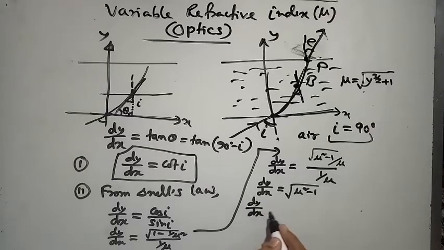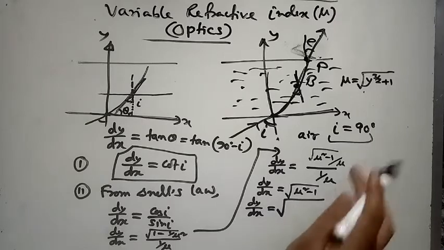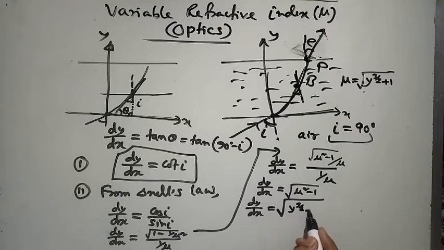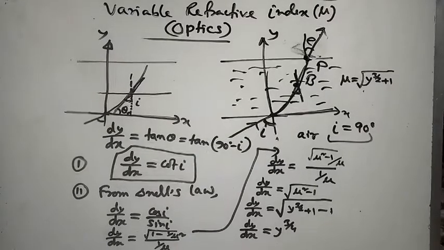dy upon dx is equal, if you square it, you are going to get 1 plus y to the power 3 by 2 and minus 1. This minus 1 is for this. Okay, 1 cancelled. So it means you are going to get dy upon dx as, under root of y to the power 3 by 4. Okay, I hope you are getting it up till now.